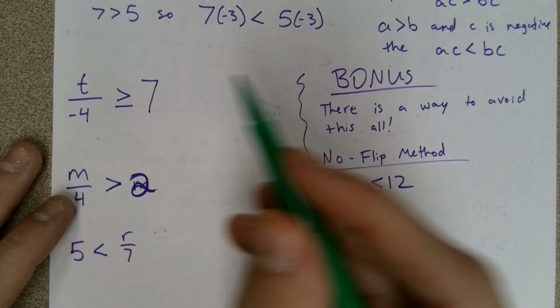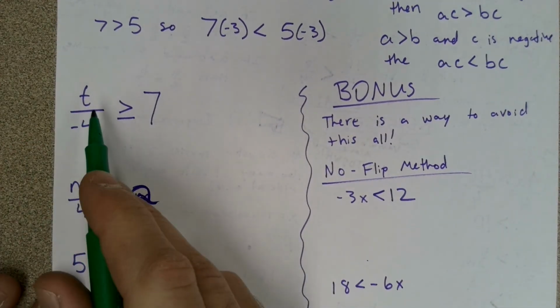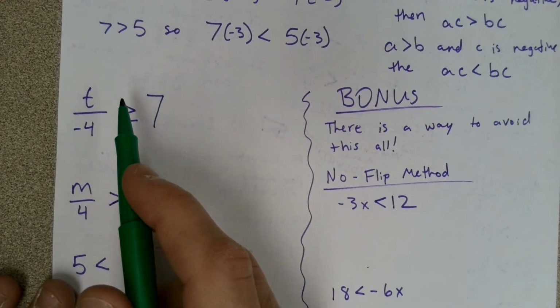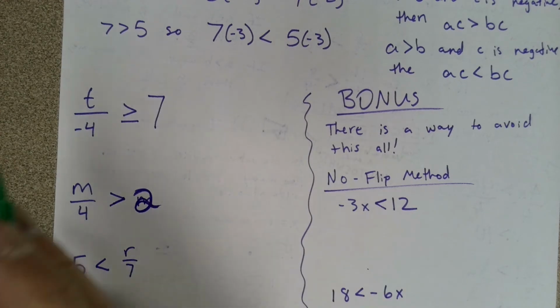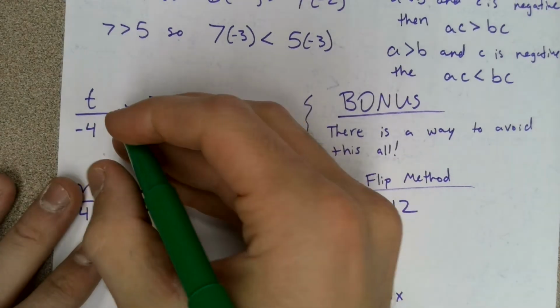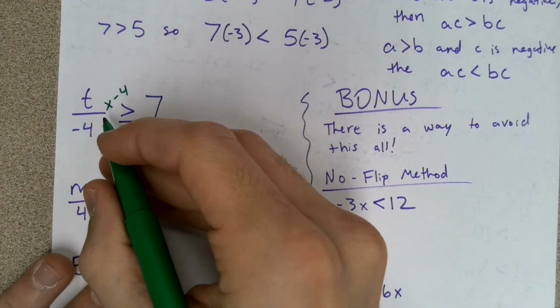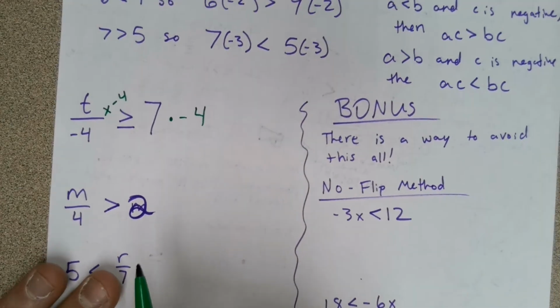Moving forward, let's get some examples going here. 2t divided by negative 4 is greater than or equal to 7. We're thinking about the inverse operation. How can we get this t by itself? The opposite of divide by negative 4 would be times by negative 4. Whatever we do to one side, we have to do to the other. Times negative 4 over here.